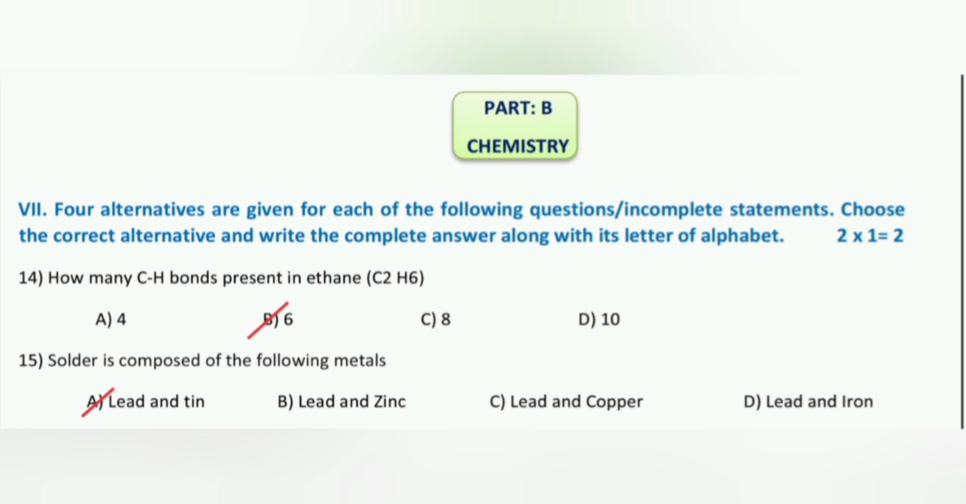Next question. Solder is composed of which metals? In a soldering gun, we use solder which is made up of metals lead and tin. The correct answer is option A, lead and tin. Solder is an alloy made up of lead and tin.